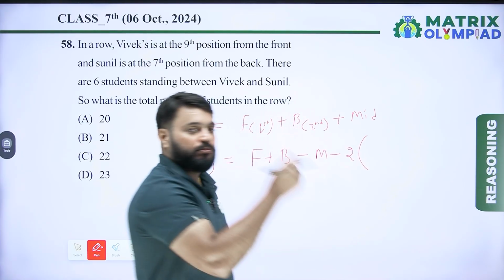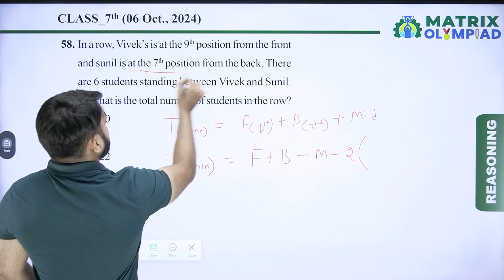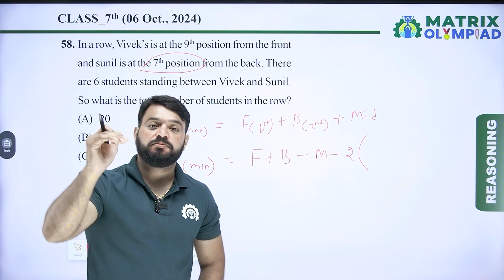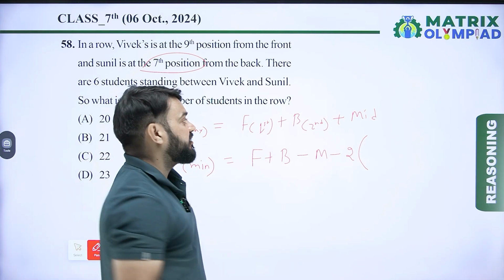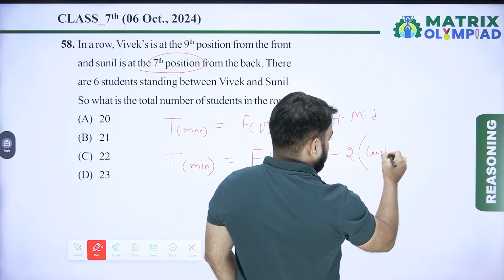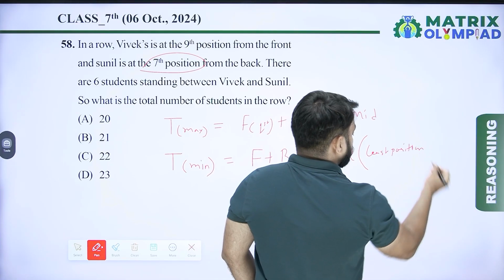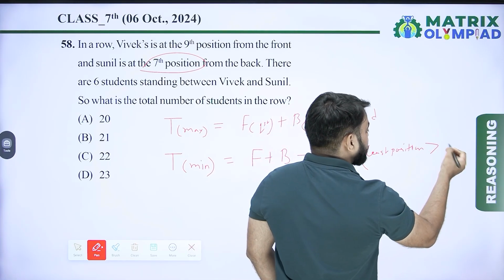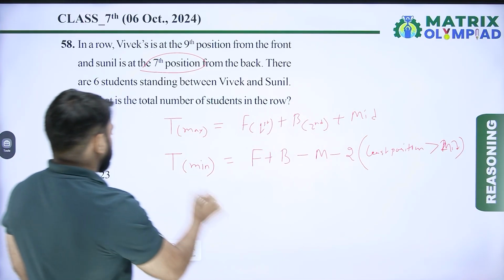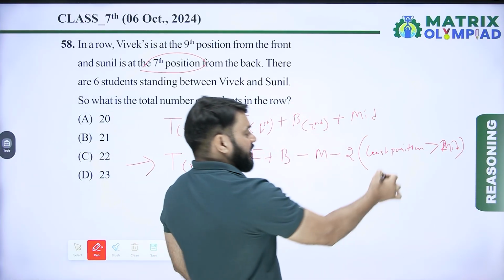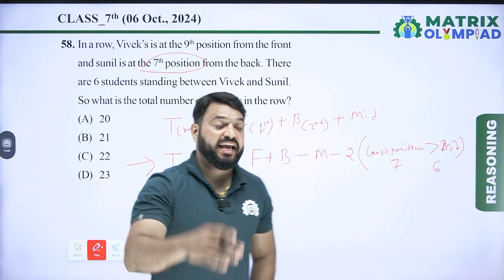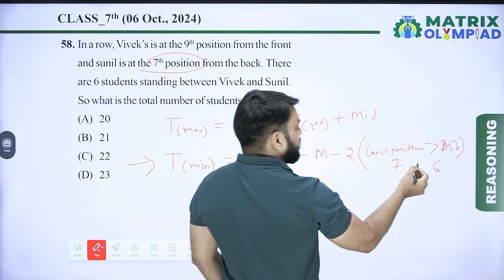When least position, it means 7 is the least position. In this question, least position should be at least 2 more than the number of mid person. So least position should be at least 2 more than the number of mid person. So in this question, least position is 7 and number of mid person is 6. So least position is not 2 more than the number of mid person.